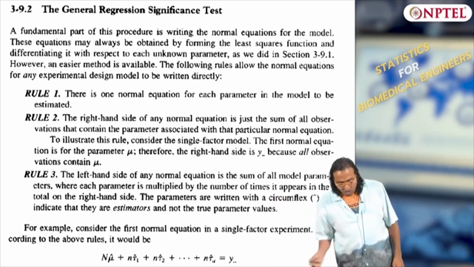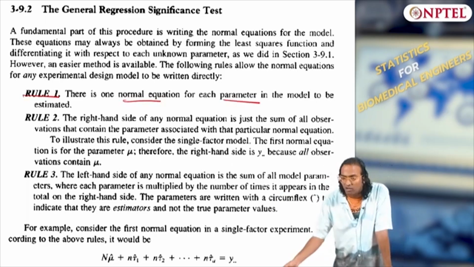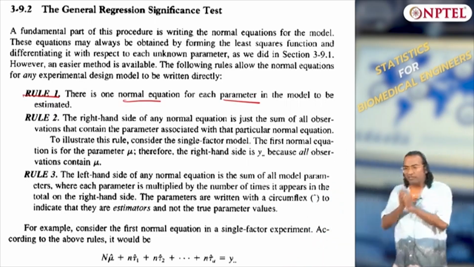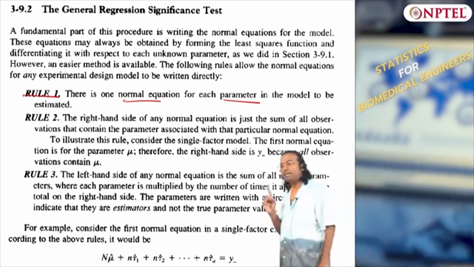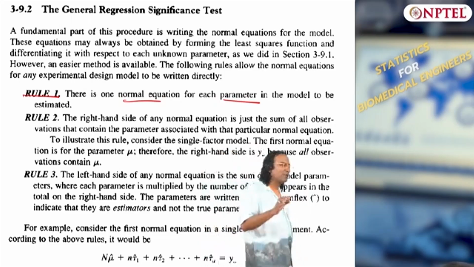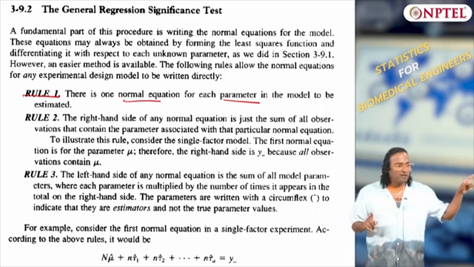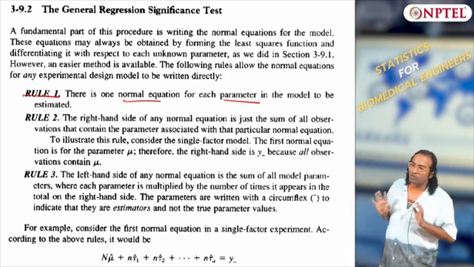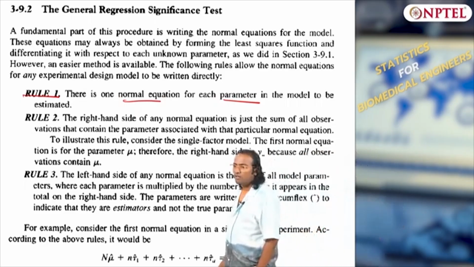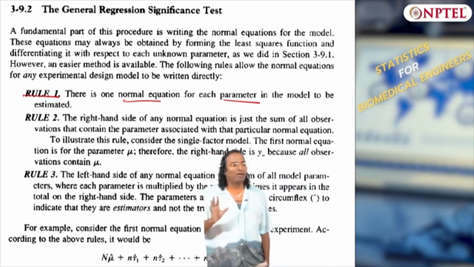So, rule number 1: there is one normal equation for each parameter in the model to be estimated. Whatever linear regression model you write, there is one normal equation for each parameter. So, if there are a plus 1 parameters, there are a plus 1 equations. Rule number 1 tells you how many normal equations there are for your model, equivalent to the number of parameters you want to estimate.